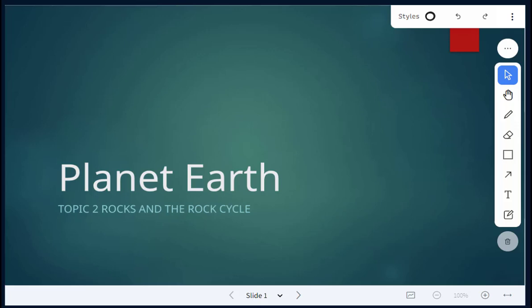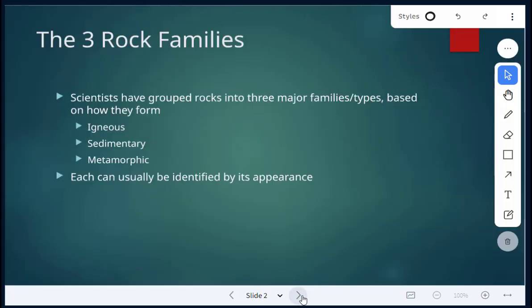Okay, so today in our unit Planet Earth, we're learning about topic 2, which is rocks and the rock cycle. Today we'll focus on rocks and types of rocks. So there are three rock families.